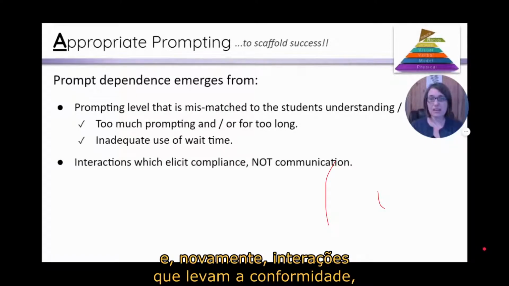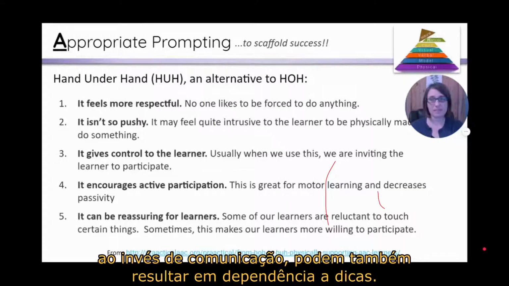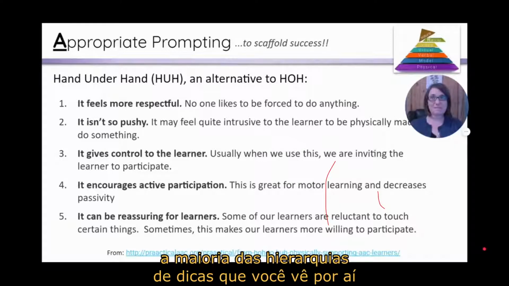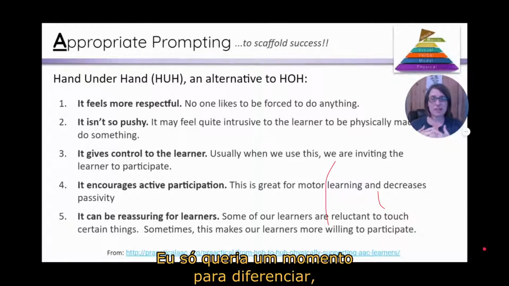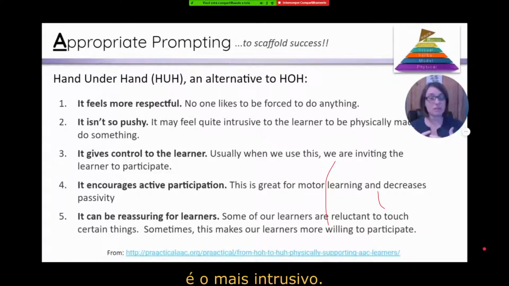And then again, interactions which elicit compliance and not communication can also result in prompt dependence. A word about hand underhand. At the most intrusive level of many prompting hierarchies, you'll see physical support or hand over hand. I wanted to just take a moment to differentiate the difference. Hand over hand can be very intrusive. It is the most intrusive.